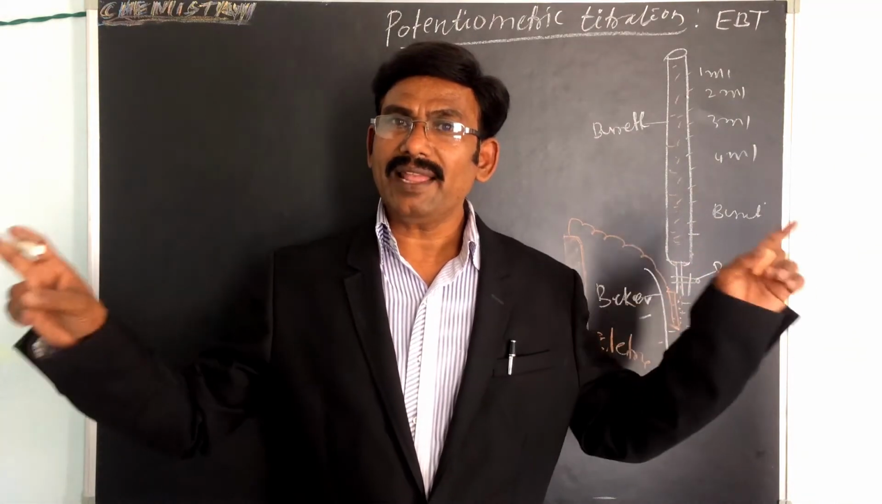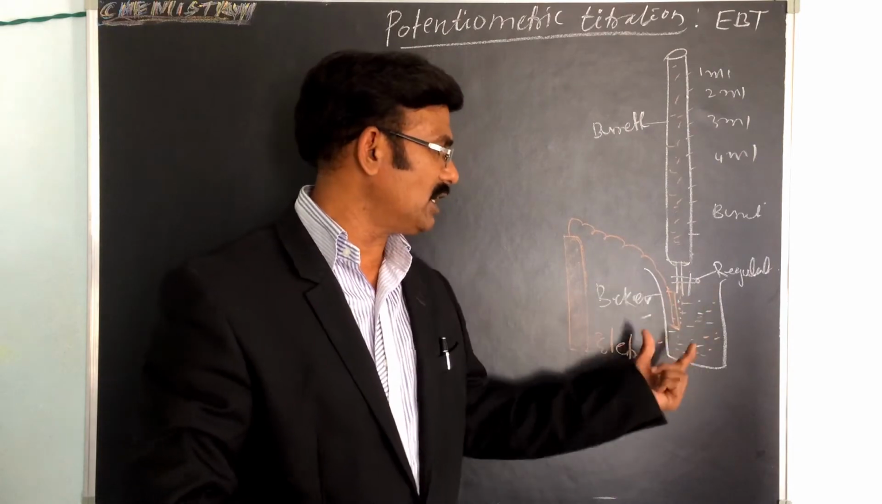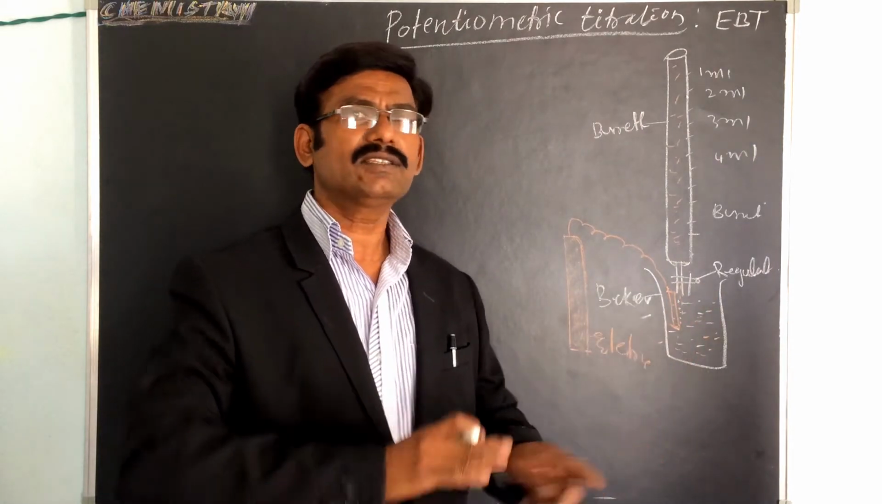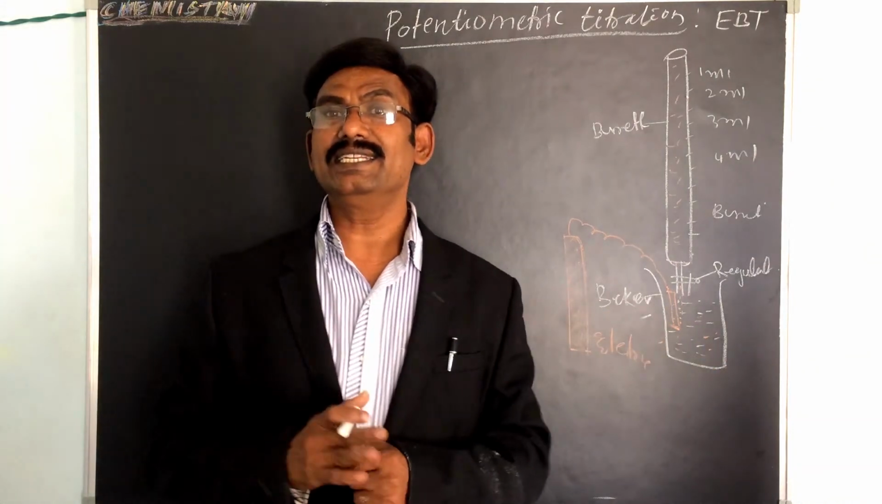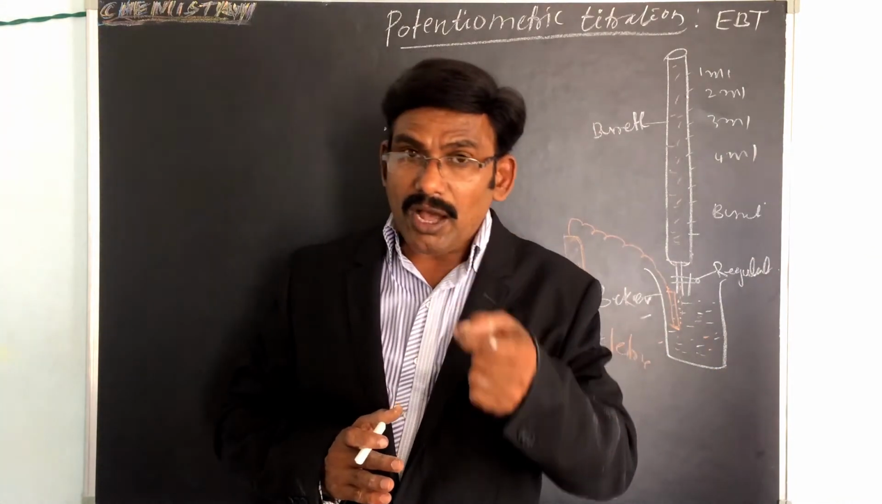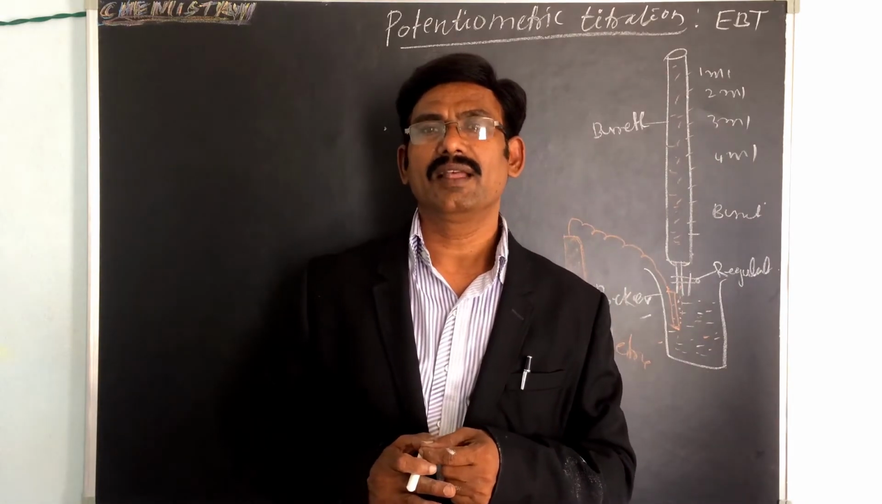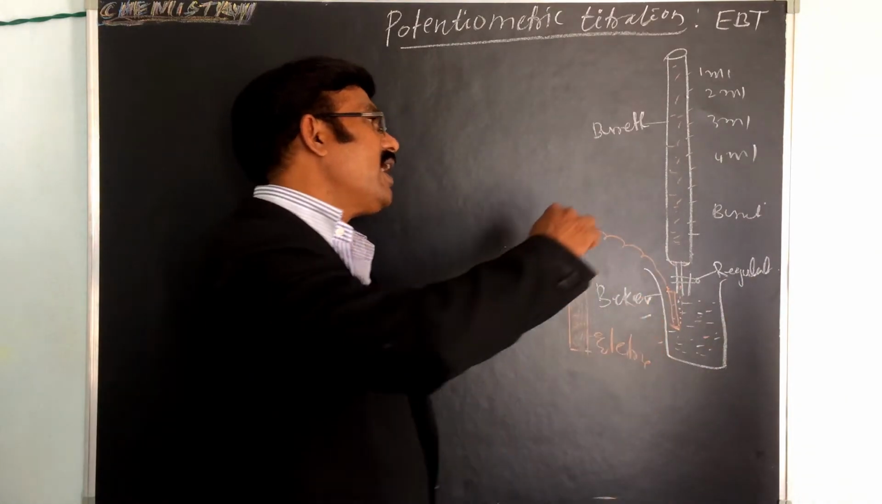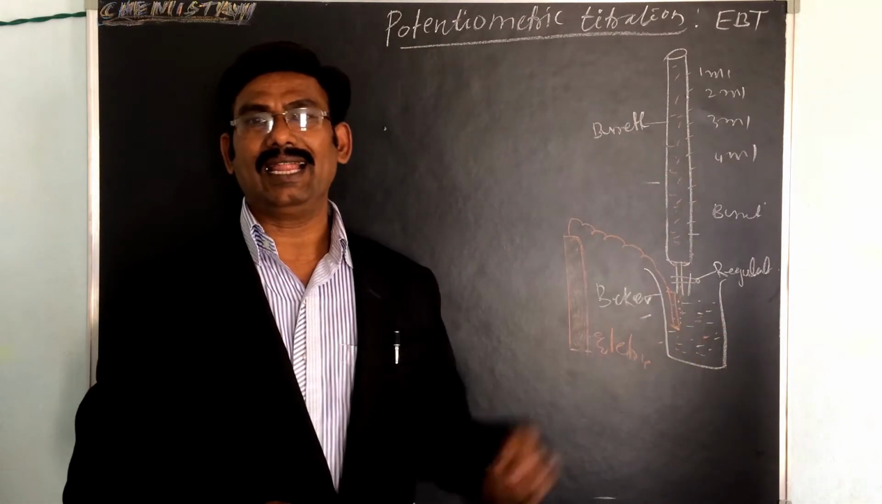The endpoint of the reaction is indicated by a sharp change. We know that with methyl orange or EBT, a color change suddenly takes place. Here, the endpoint of the reaction is indicated by a sharp change in the potential of the system when the titrant is added. This is the titrant.